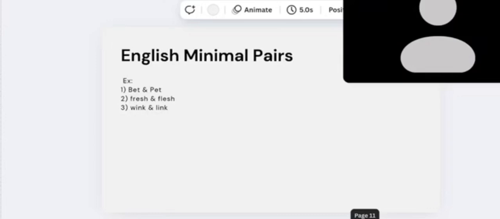So let's have a look at minimal pairs, since minimal pairs fall under the phonology of spoken languages as well as sign languages. In spoken English, there are tons of minimal pairs, but three were chosen to be presented here. One, the words bet and pet. These words sound nearly the same. The difference is just at the beginning of the sound, the b and the p sound. The second one is fresh and flesh, where the difference of the sound can be heard in the middle of the word. And the third one is wink and link. As with the first, the difference can be heard at the beginning of the word.